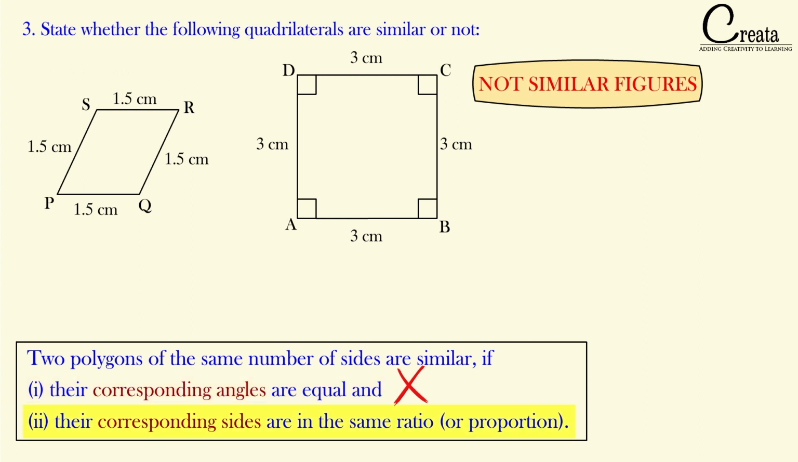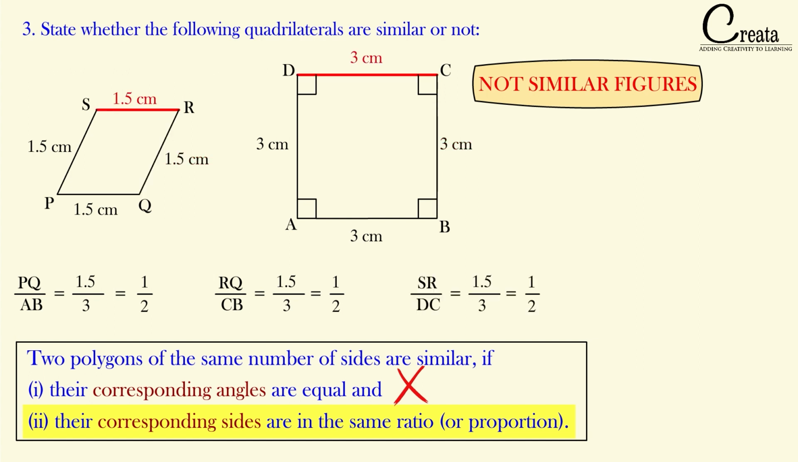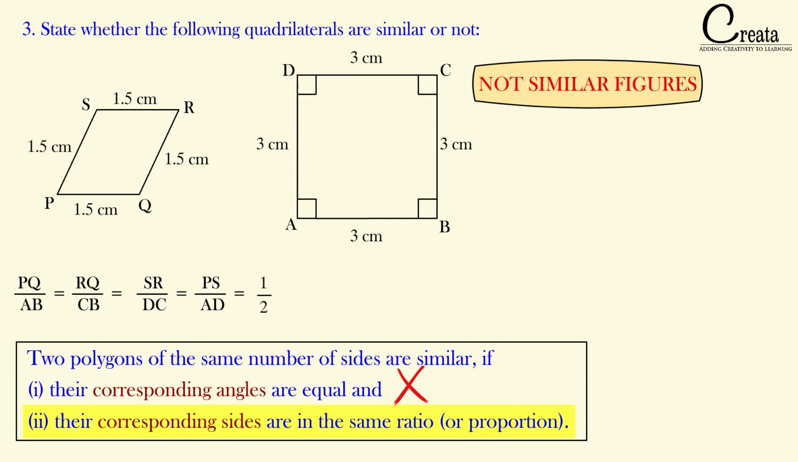Then we can also cross-check the second criteria just for learning purposes. The second criteria is that the corresponding sides should be proportional to each other, that is, have the same ratio. The corresponding side to PQ will be AB. The ratio of PQ upon AB will be 1.5 upon 3, that is 1/2. RQ to CB, the corresponding sides, the ratio will be 1 by 2. Yes, it is matching. SR to DC is again 1 by 2, and PS to AD is again 1 by 2. So we can say that the corresponding side ratios are matching, that is, they are proportional to each other. So our second criteria is satisfied, but the first criteria is not satisfied. So these two figures are not similar to each other.